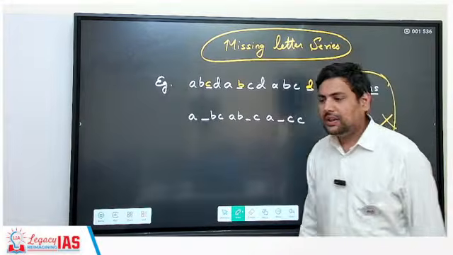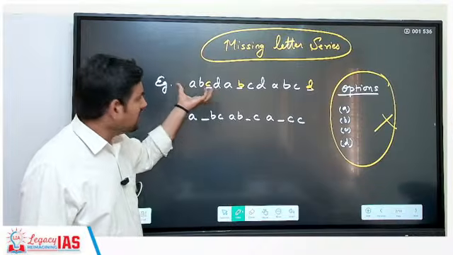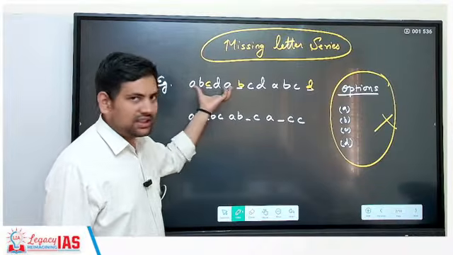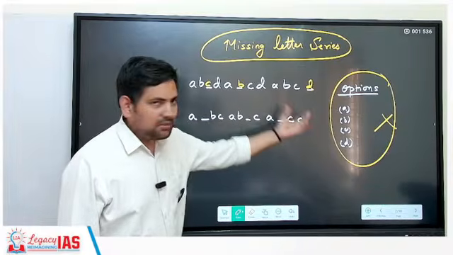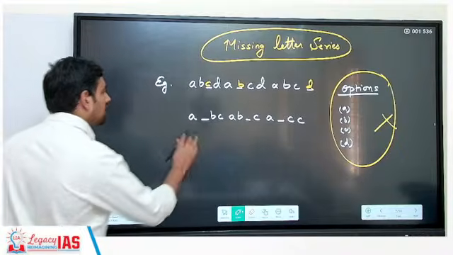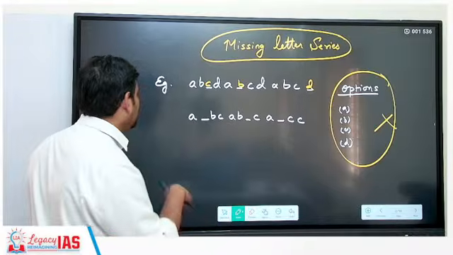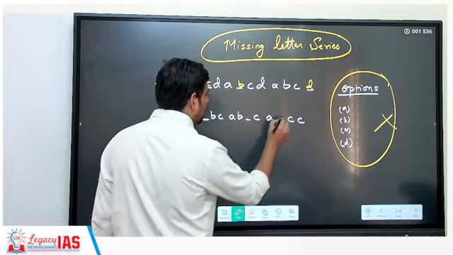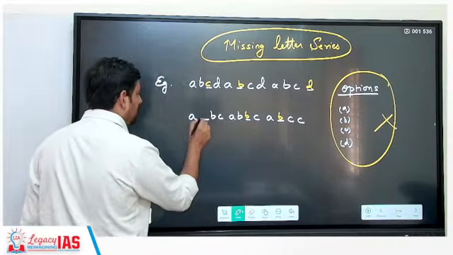Now, the pattern may be different. For example, here each letter was used once and then the same letters were repeated. So ABCD was repeated thrice. Now you can have a different kind of question also. Here the actual pattern is ABCC, then ABBC, and then double ABC.